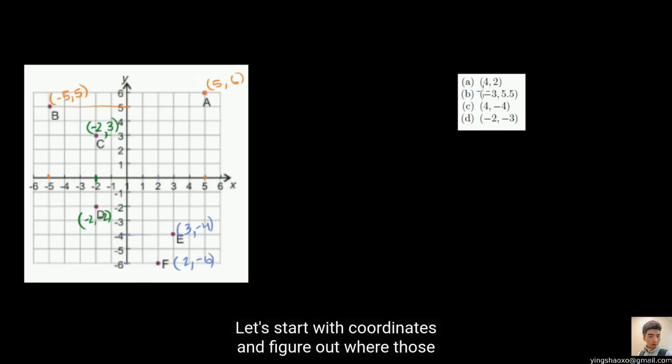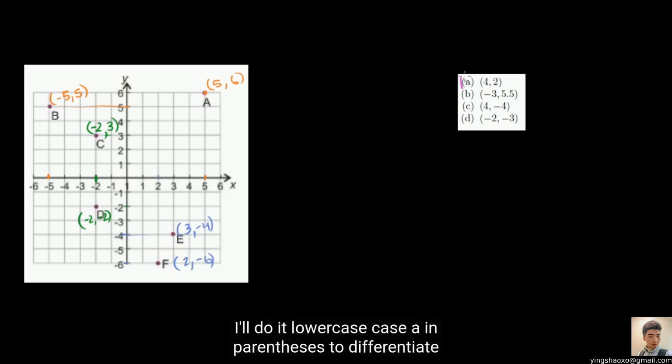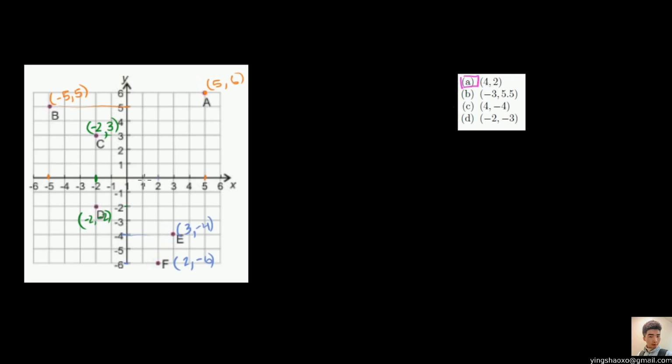Now let's go the other way. Let's start with coordinates and figure out where those points are. So you have this first one. I'll do it as lowercase a in parentheses to differentiate it from the uppercase A. It's at 4, 2. X is equal to 4. Y is equal to 2. That's that right there.